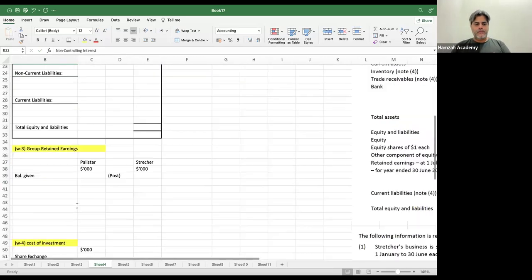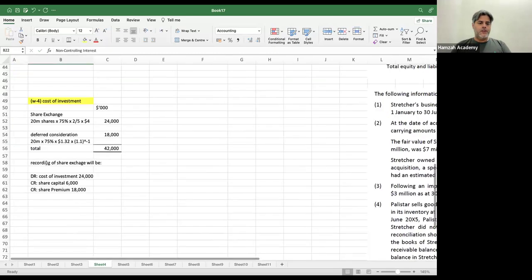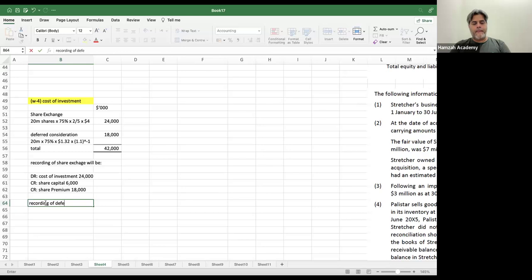Okay. Then after the recording of share exchange, we have this deferred consideration. Deferred consideration will be cost of investment debit with 18,000, and I'm going to credit deferred consideration with 18,000.